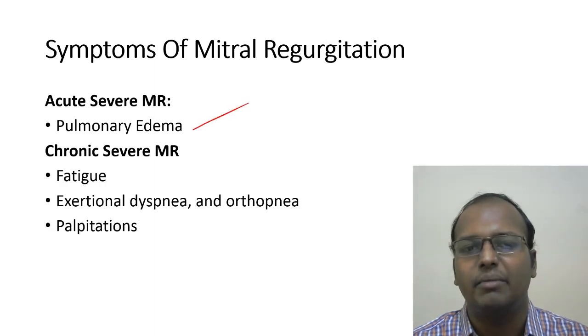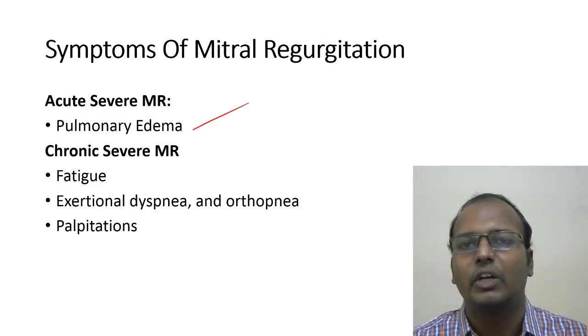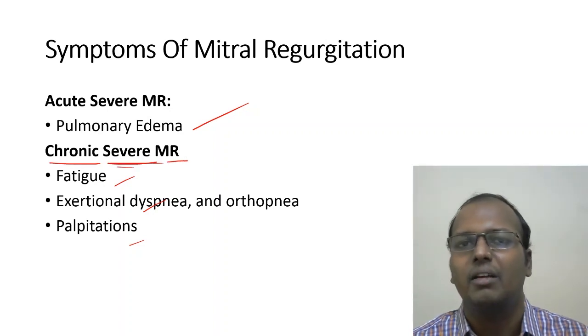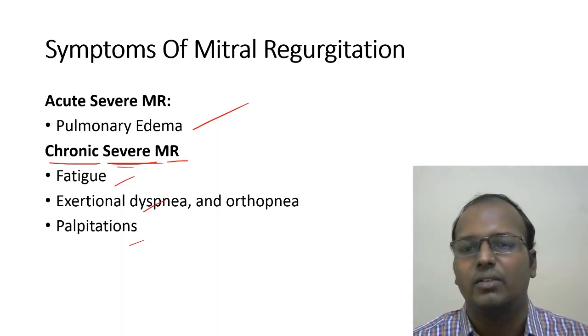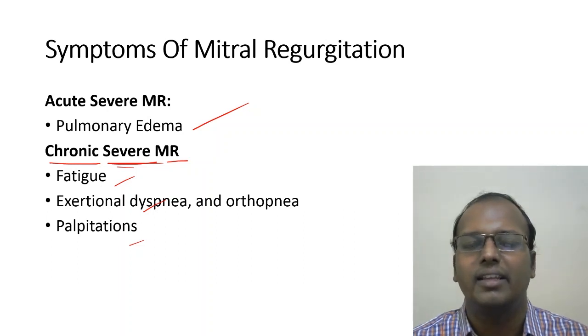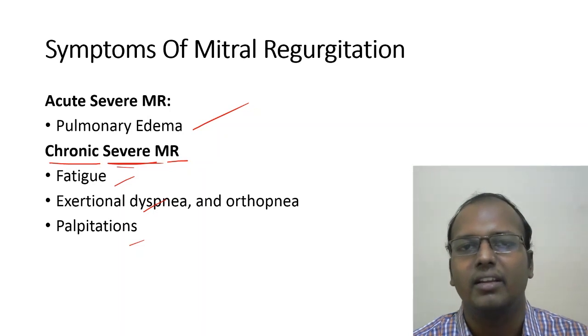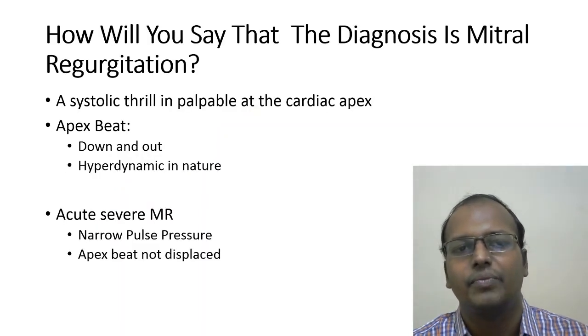Acute MR presents with pulmonary edema, acute left heart failure features, which include dyspnea and orthopnea, whereas chronic severe MR can produce fatigue, exertional dyspnea, orthopnea and palpitation. I have mentioned chronic severe MR, so mild or moderate MR may be asymptomatic. And if pulmonary artery hypertension develops, then that will lead to symptoms of RV failure, that is ascites and edema. Okay, so these are the symptoms.